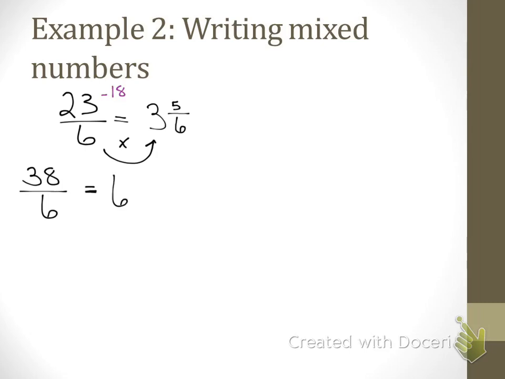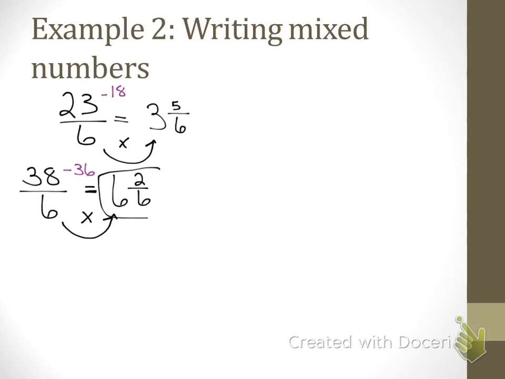Guys, listen, I want you to get into this habit of this mental process. You don't have to show the multiplication sign, but you're asking yourself, what is 6 times 6? 36. And that is what you're subtracting from 38. Again, this is not something that you necessarily have to show as work, but that is the mental process I want you going through. So 6 times 6 is 36. Subtract it from 38, and you have 2/6.